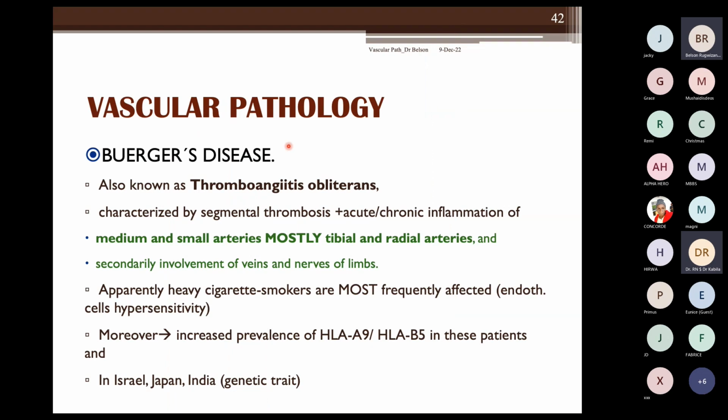Also, it is called thromboangiitis obliterans. What you may remember about it is that it causes what is called claudication.